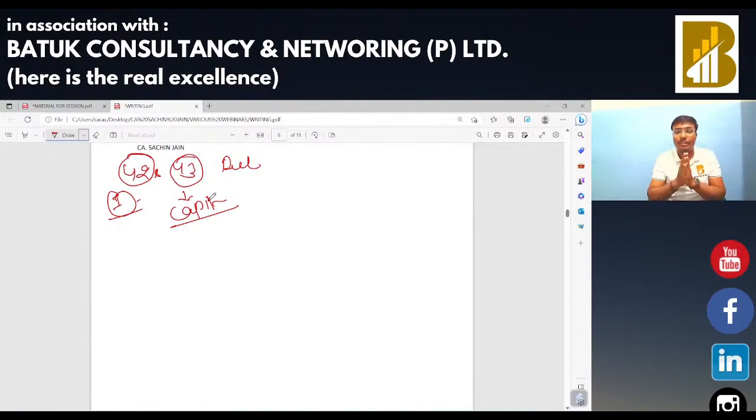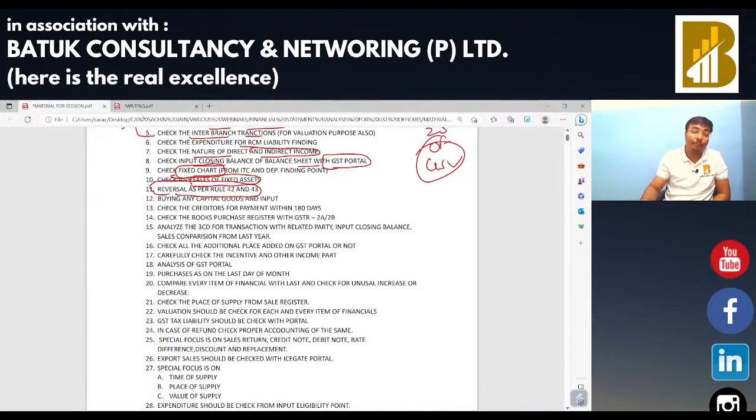Here we are going to discuss the analysis of the financial statement, and from that point of view I just want to share that you need to check that there is a reversal of input tax credit on account of rule number 42 and 43, as per the method given in the rules. So we need to check the same.